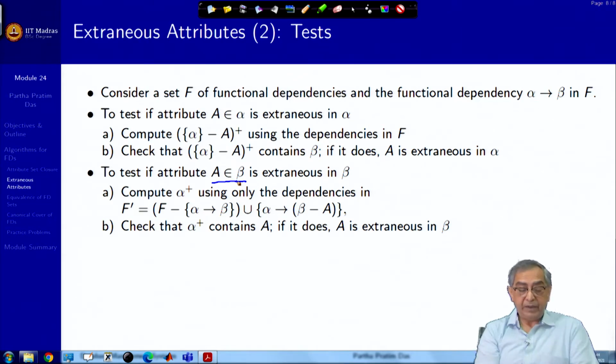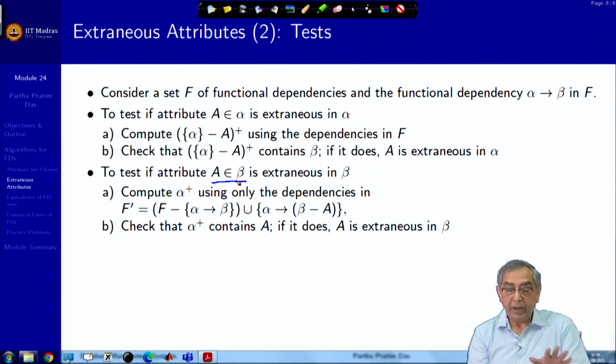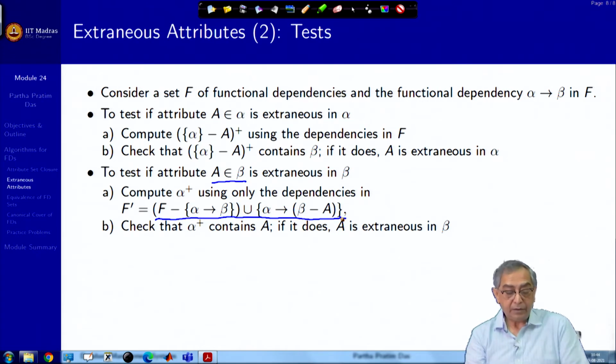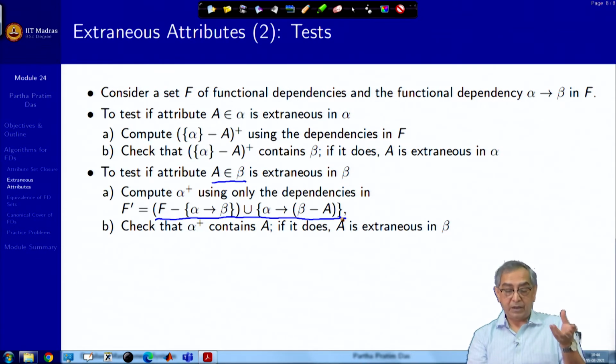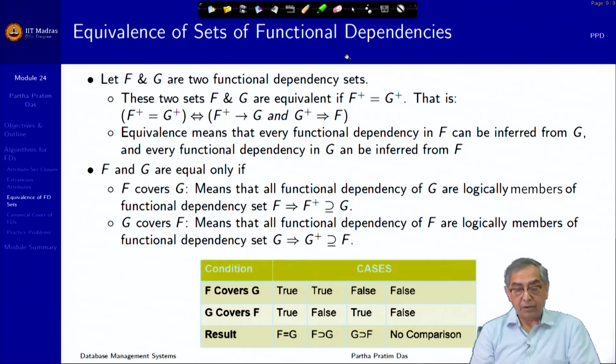For the other, it will have to be done a little differently, because you now have a weaker set. So, whether the weaker set will imply the stronger set. You make the new set and call it F prime. With respect to F prime, you compute the closure of alpha plus. In the first case you were computing with respect to F, because you had made it stronger. Now you are computing it with respect to F prime, which is a new set, and if alpha plus contains A, then you will say that A is extraneous in beta and can be removed. So, the tests are very simple using the closure of attributes algorithm.